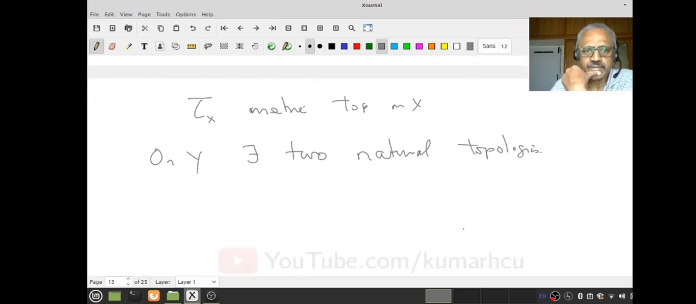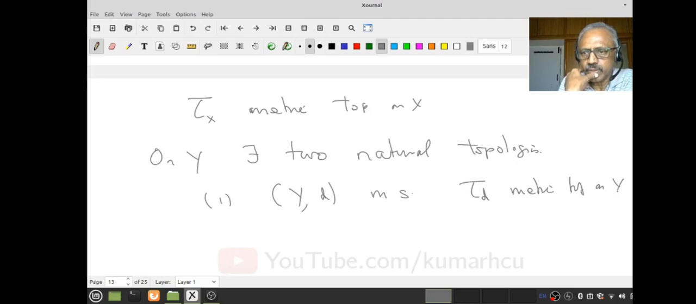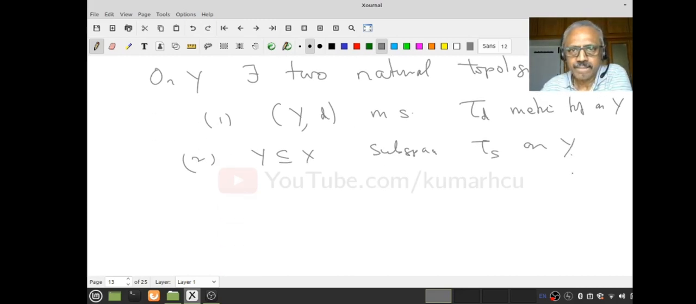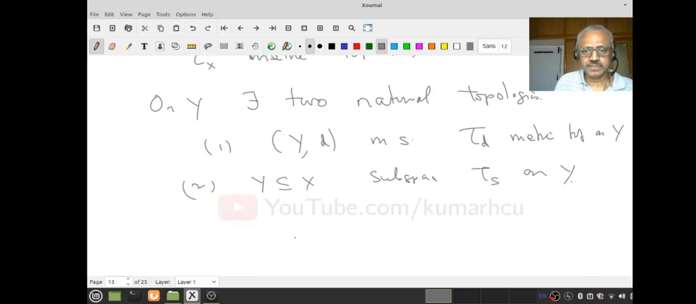What are they? Namely, I can think of this (Y, d) as a metric space and hence the metric topology on Y. And second, Y I consider as a subspace of X, therefore I have the subspace topology. You understand? In the metric space case, these two topologies coincide. The metric topology and the subspace topology coincide.